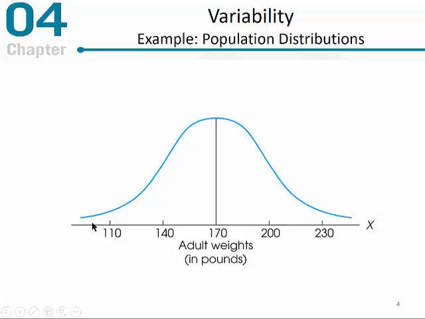Many people are on the lower end of 110 and even lighter than that, or 230 and even heavier than that. So you can see that this graph looks very different. It's a lot more spread out, right? The data is farther away from the mean. So it's not that much clustered around the mean, and that's why we have a shorter and wider graph.